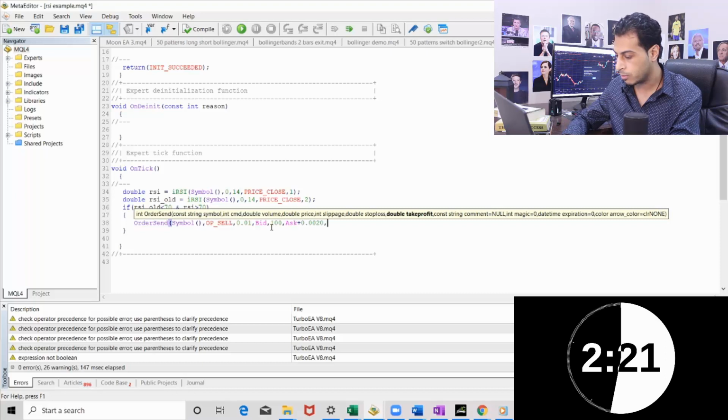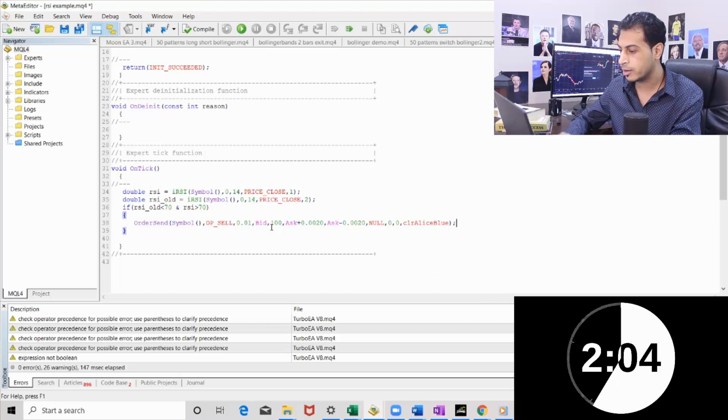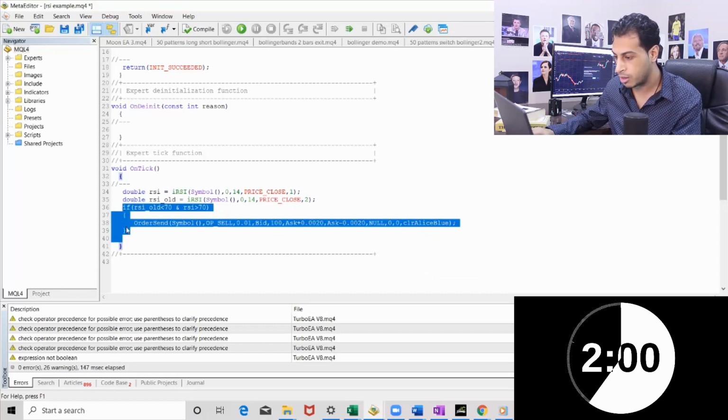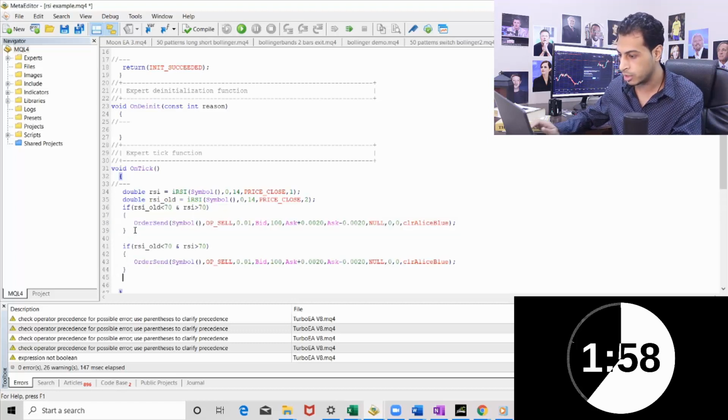20 pips. Double profit, we are going to have a 20 pips take profit as well. So ask minus 0.0020 and null, 0, 0 and color, and we are done. Now what I will do is I will simply copy all of this. I'm going to paste it right now here again.